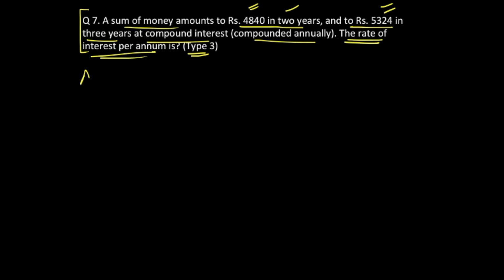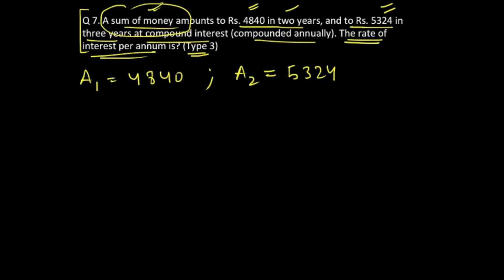So you can clearly write that first amount is A1. You can write it as rupees 4,840. Similarly, the second amount you can write it as A2, and it being 5,324. Right? So these are the two things that you have calculated. Now we don't know for what money, because it is given to you that a sum of money. So you don't know the principal value. So let's assume that as P. So now principal value in 2 years is becoming 4,840. That is clear from the first statement of the question, right?